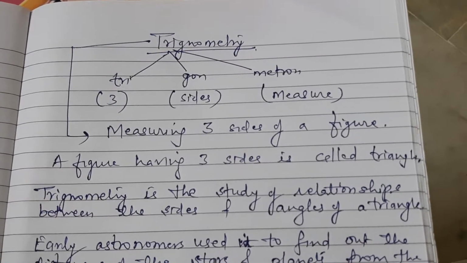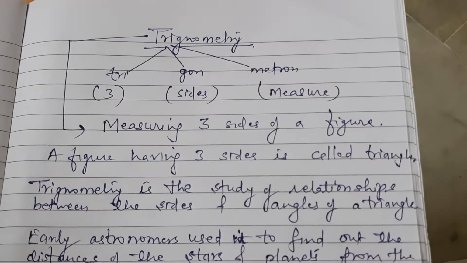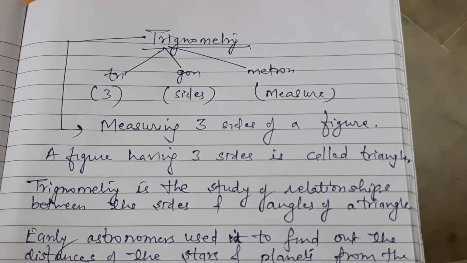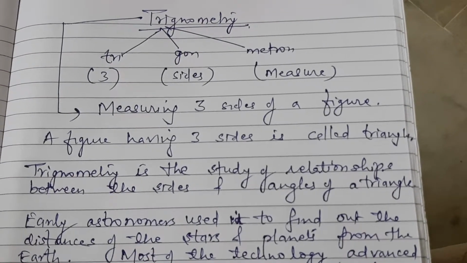Early astronomers used it to find out the distance of the stars and planets from the earth. Most of the technologically advanced methods used in engineering and physical science are based on trigonometrical concepts.